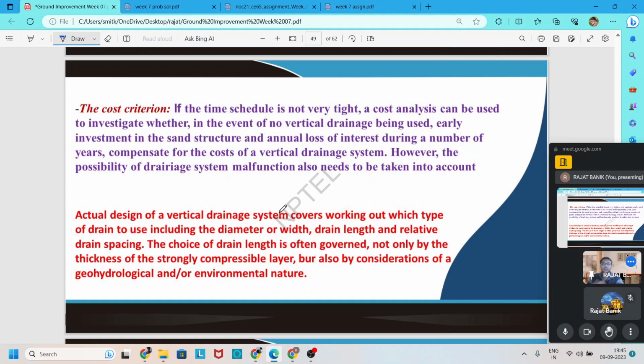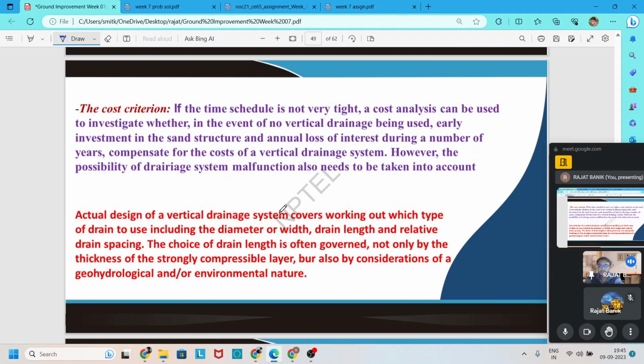That means the total cost of construction is not exceeded when we apply this vertical drain. We need to check this type of consideration and also have to check the malfunctioning of the vertical drain. That means whether the vertical drain is functional or not, whether it is draining the water from the ground or not. We need to check in between our construction.